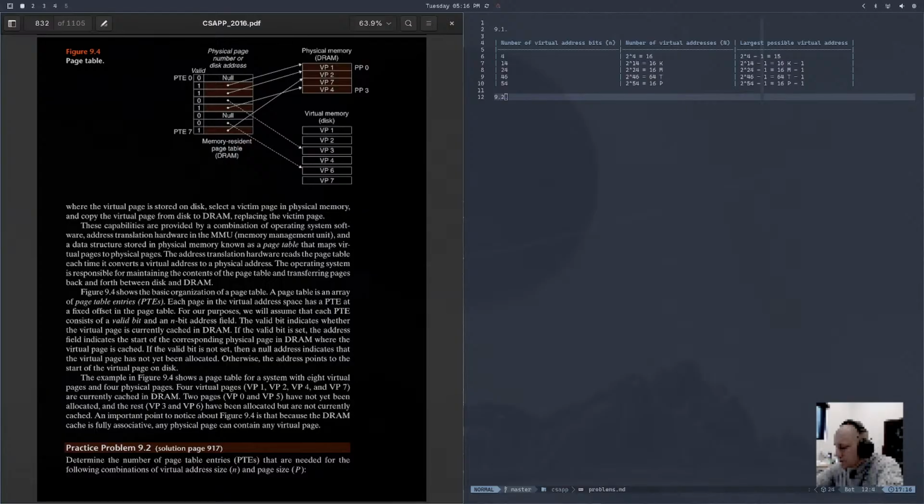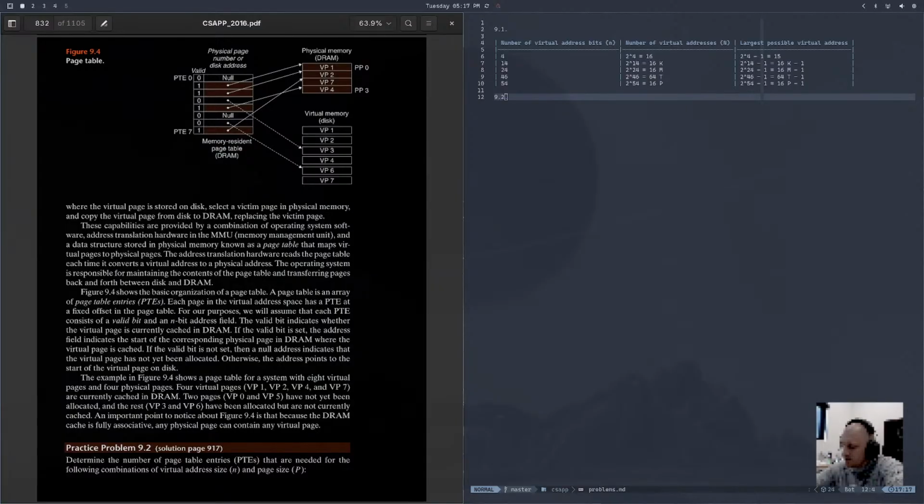These capabilities are provided by the combination of operating system software, address translation hardware in the memory management unit, and a data structure stored in physical memory known as a page table that maps virtual pages to physical pages. The address translation hardware reads the page table each time it converts a virtual address to a physical address. The operating system is responsible for maintaining the contents of the page table and transferring pages back and forth between disk and RAM. Figure 9.4 shows the basic organization of a page table.